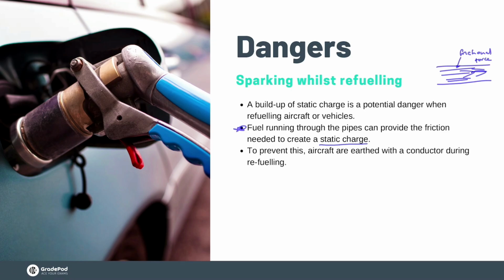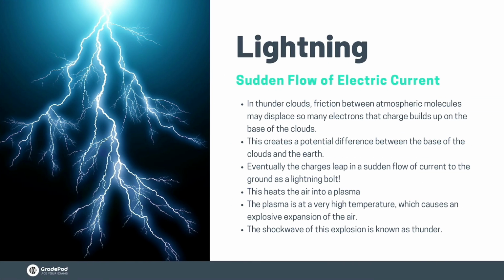So what they do is that any fuel pipe is connected to the earth so that any build-up of static charge is immediately taken away down to the earth, meaning there's going to be no spark, because we do not want a spark in fuel. What happens when we have a spark in fuel? Well, things blow up. So that is not a good idea. So one of the dangers of sparking whilst refueling is that the frictional forces between the fuel and the pipe can cause static charge, and the way they solve this is to earth with a conductor during refueling.